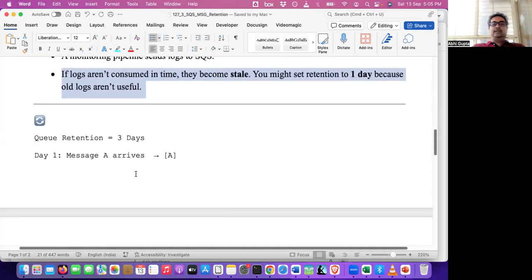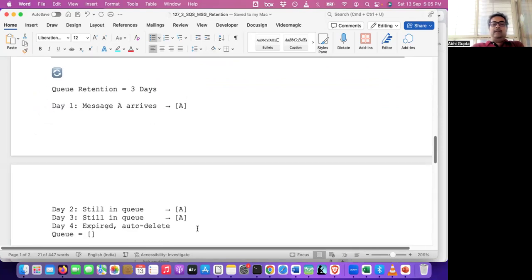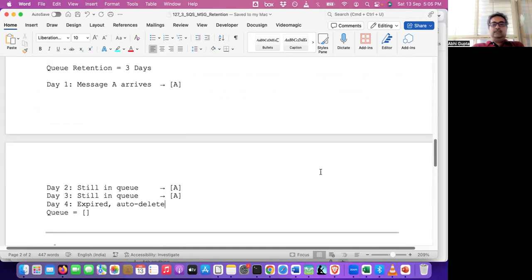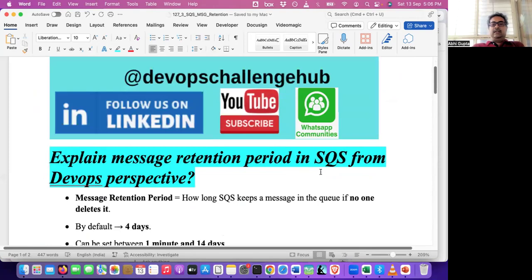Let's say queue retention is 3 days. On day one a message arrives, and it will be there. On day two it is still in the queue, nobody has picked it up for some reason. On day three it's still in the queue. Then it will expire and be auto deleted. So the queue is empty. This is what a message retention period is.